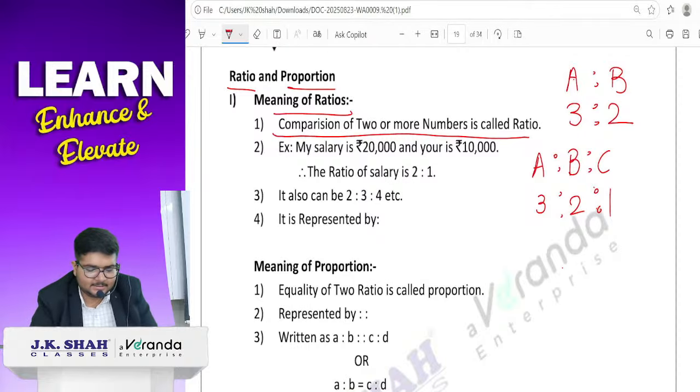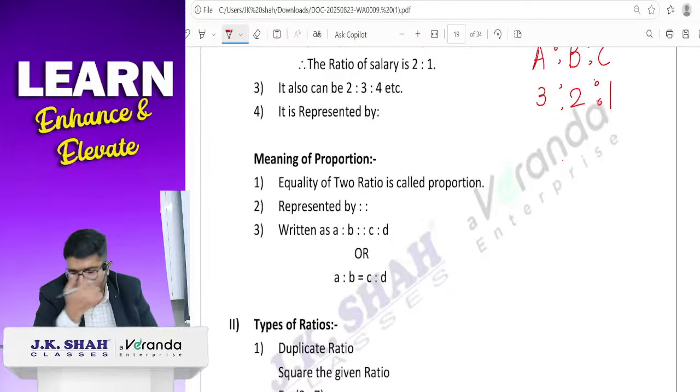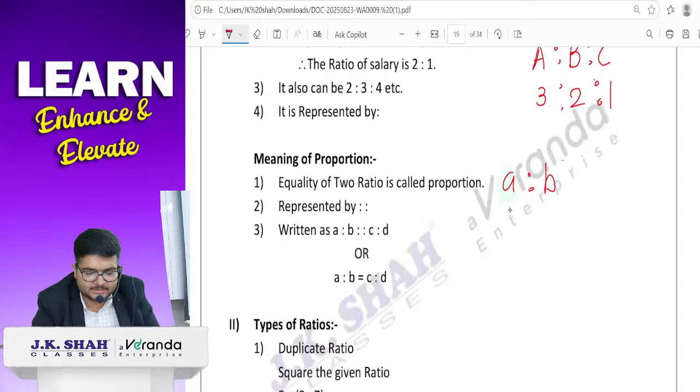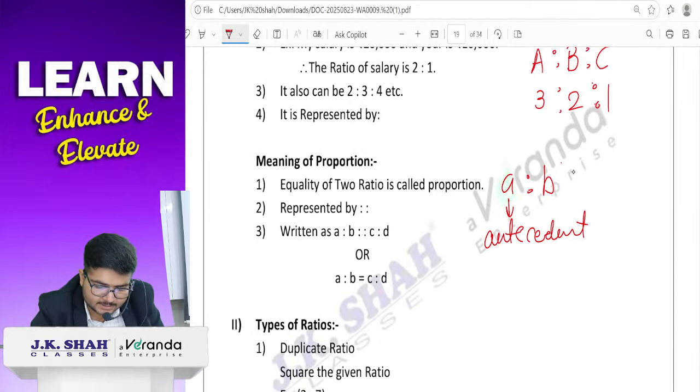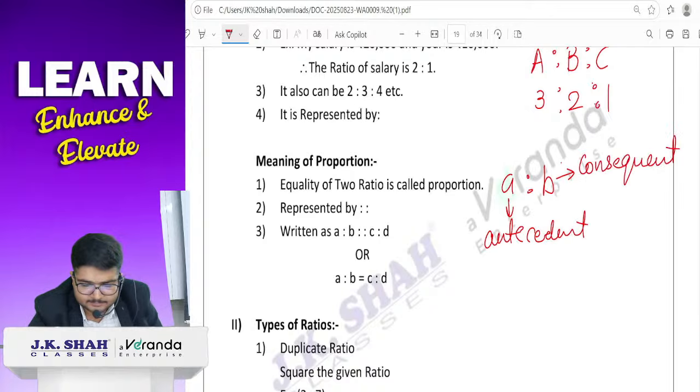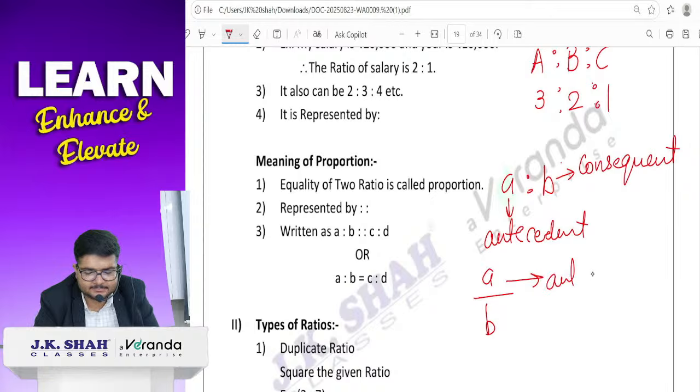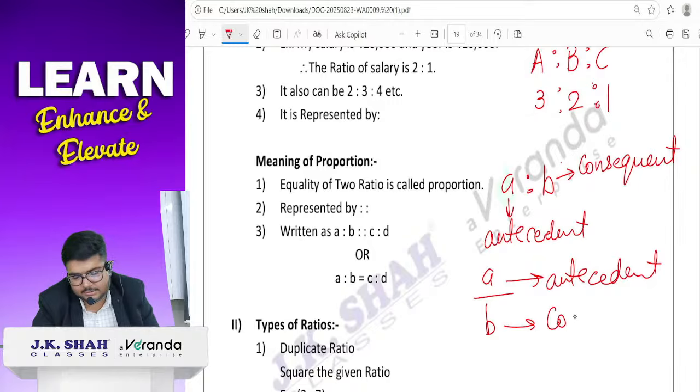So ratio is used for comparing quantities. Now there is one important thing: if I write A is to B, then this A is called antecedent. Please remember this. And this B is called consequent. If it is written like this, A upon B, then this is called antecedent and this is called consequent.